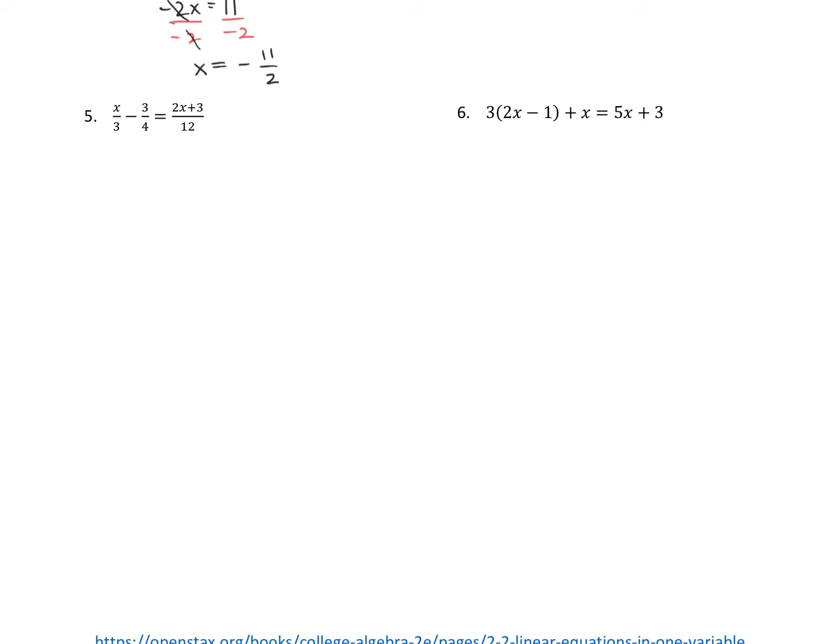In this case, 3 times 4 is 12. So I can scale up all of my denominators to match the 12. I just have to figure out what to multiply each one by. So the first denominator is a 3.